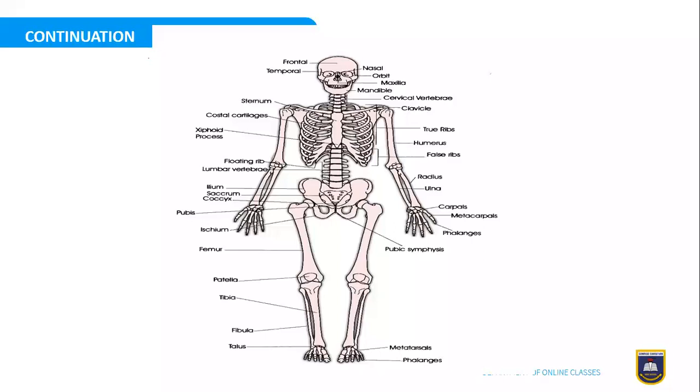So in summary, the hind limb in general consists of bones such as femur, tibia, fibula, tarsals, metatarsals, phalanges. These are the bones that make up the hind limbs.